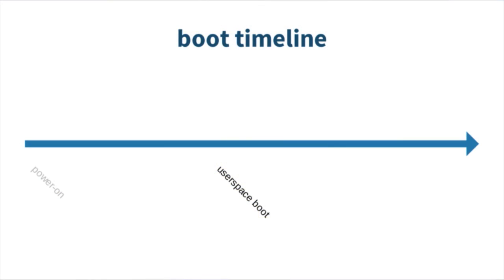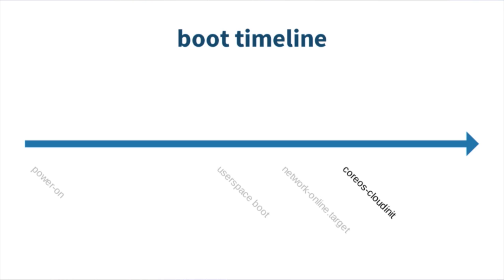The next interesting moment on the timeline is what we'll call the user space boot. This is really the moment that the user space systemd takes over and begins executing service units and generally booting user space. Some point later, our network will come online.